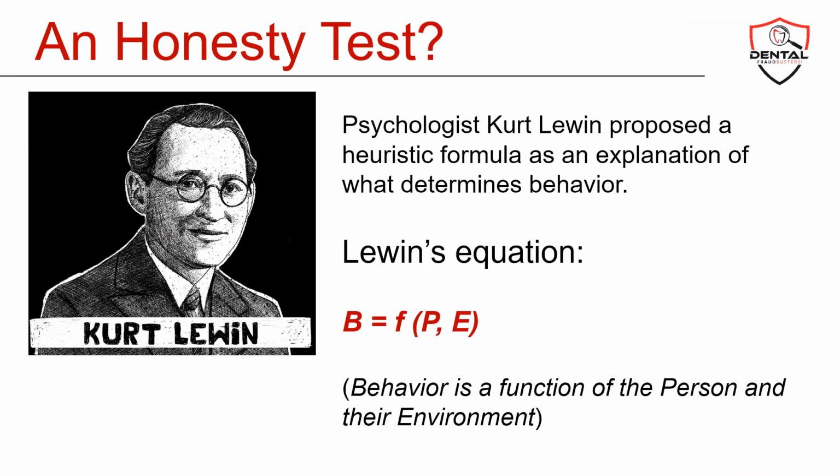So let's talk about honesty for a moment and whether or not there's an honesty test. Now, Kurt Lewin, if you go back to your Psych 100, was a psychologist who came up with a formula that explains what determines behavior, Lewin's equation. He says the behavior of a person is a function of the person and their environment. It's very much like Darwin, who said an organism will change its behavior as a function of its environment.